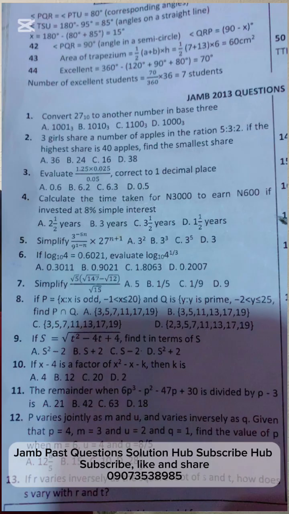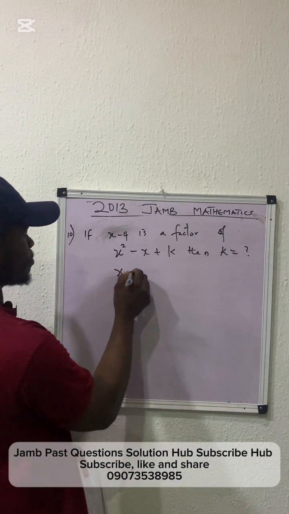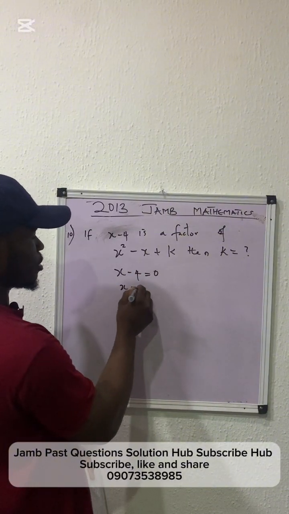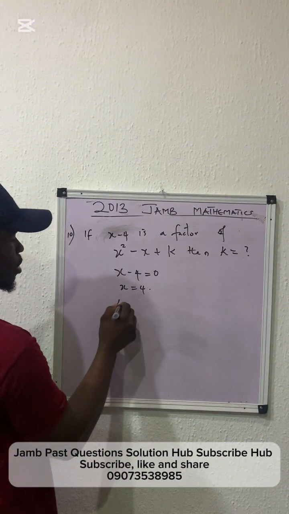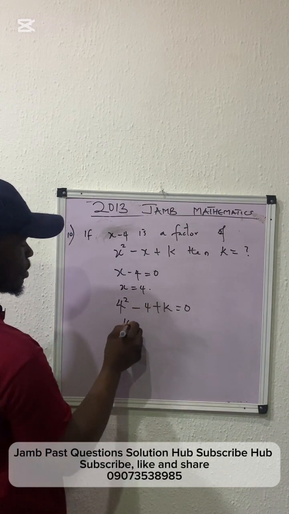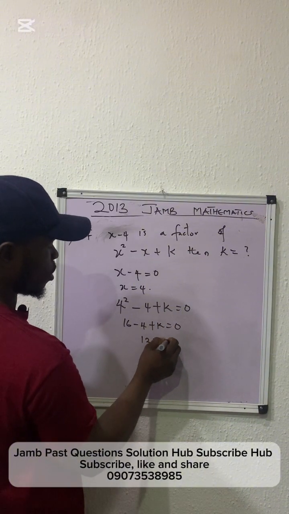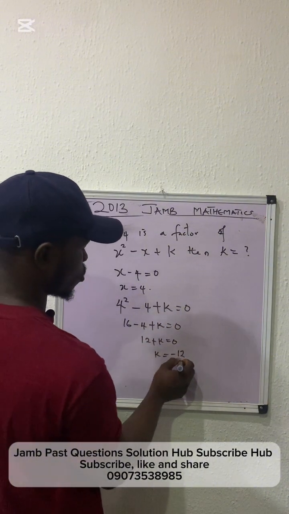If x minus 4 is a factor of x squared minus x plus k, then k is equal to, if this is a factor, it means that x minus 4 is equal to 0. So x is equal to 4. So we put 4 here. That's 4 squared minus 4 plus k is equal to 0. So this is 16 minus 4 plus k equals 0. So this is 12 plus k equals 0. So k is equal to minus 12.